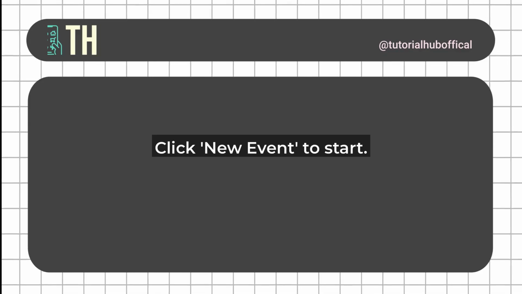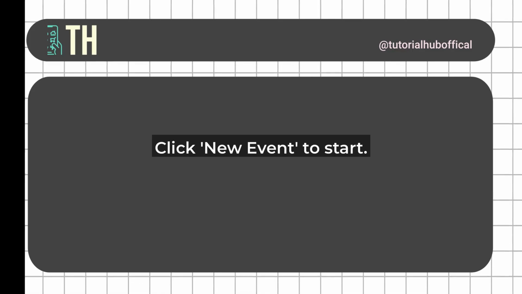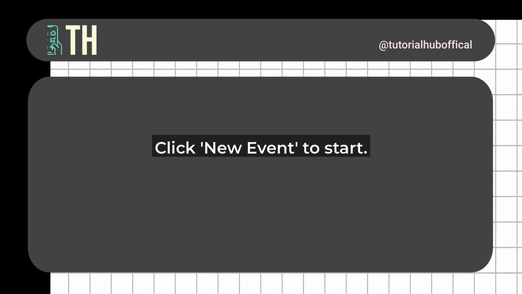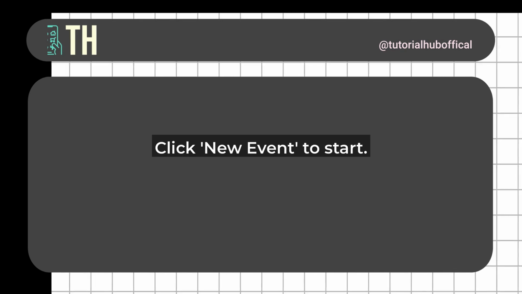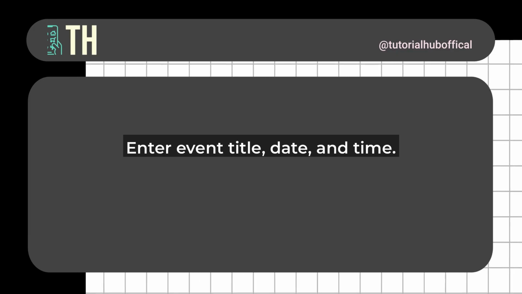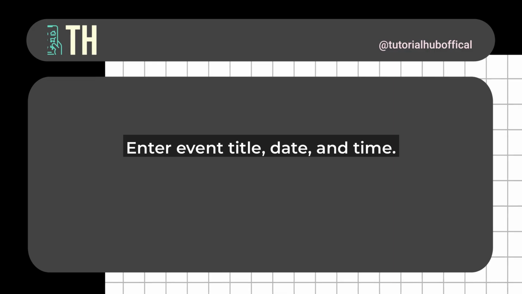First things first, open your Outlook application. If you're on the desktop version, launch it from your computer. For mobile users, open the Outlook app on your phone, or if you prefer the web, head to outlook.com and sign in. Once you're logged in, look for the calendar icon. It's usually at the bottom left of the screen, and click on it to switch to calendar view.